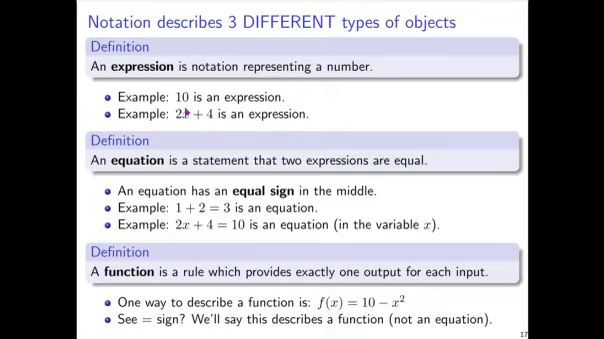Take a look. These are all notation, right? These are all written using symbols, and the typical thing that people out in everyday land would call all these things equations, but they're not, right? So 2x plus 4 is an expression, not an equation and not a function. 2x plus 4 equals 10 is an equation and is not an expression and is not a function. And finally, f of x equals 10 minus x squared. That's a function. It describes a function. It is not an equation. It is not an expression.